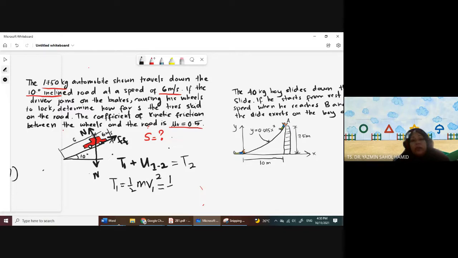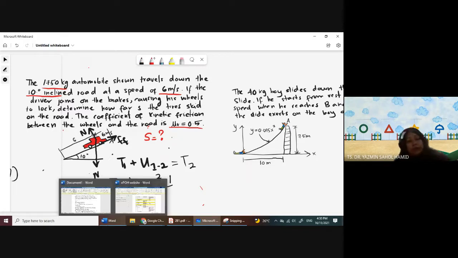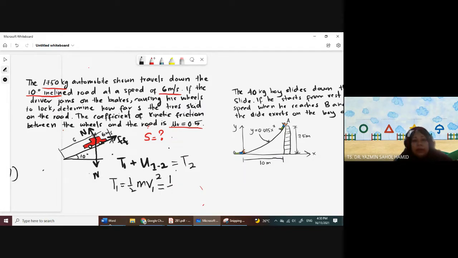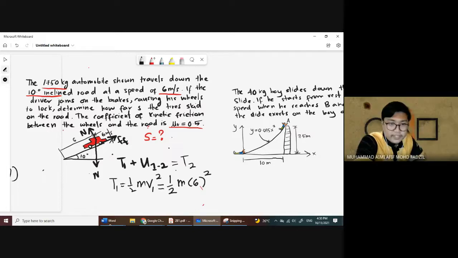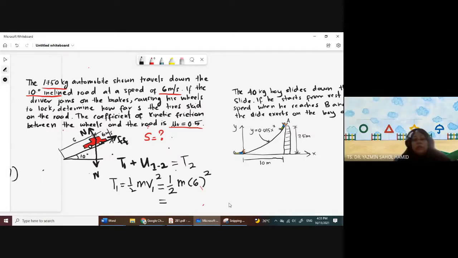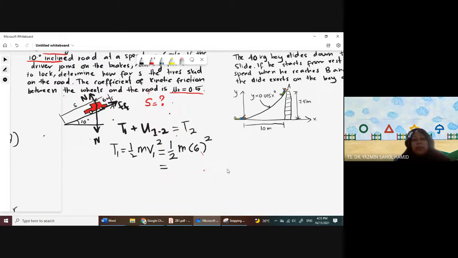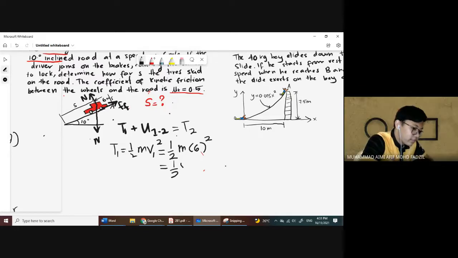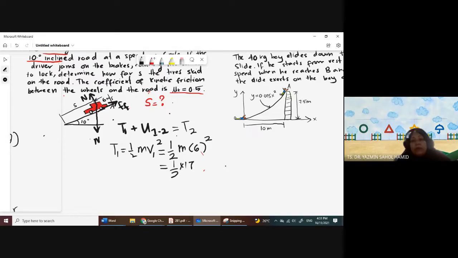Okay, my pen is lagging. Why? Can you see my writing moving? Yes, we can see. Okay, sorry. Directly substitute the mass. What is the mass? 1750 kg. Times 6 squared. Okay, so that is your T1.